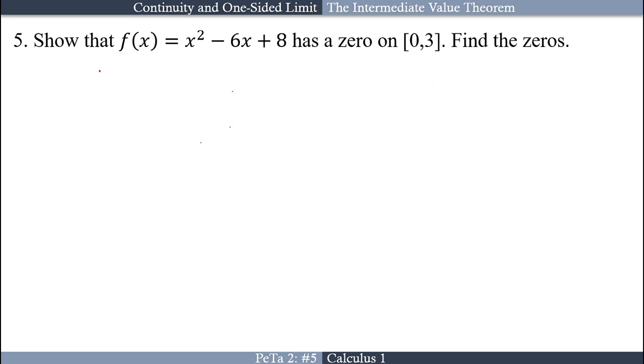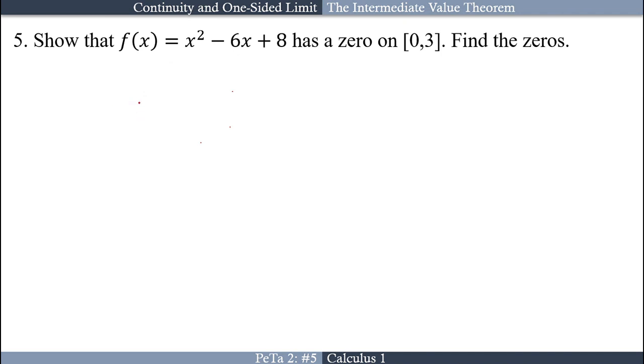In this video, I will explain my answer to this problem. I am asked to prove that this function, x squared minus 6x plus 8, has a 0 on the interval [0, 3], then find the zeros. I will use the intermediate value theorem to prove this problem.